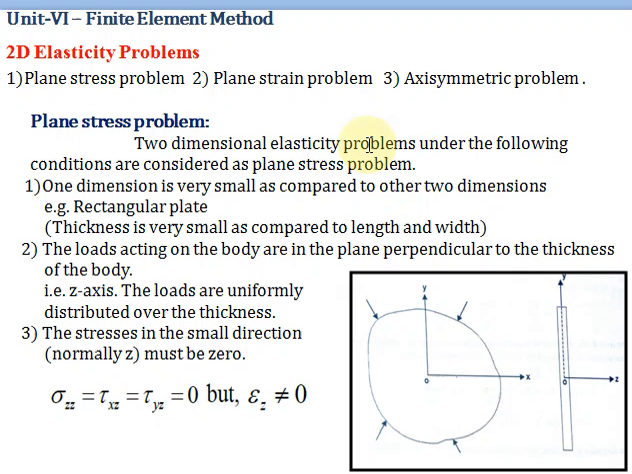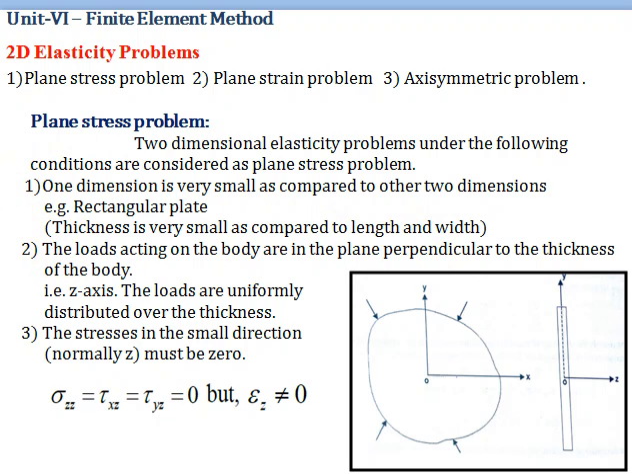A two-dimensional elasticity problem under the following conditions is considered a plane stress problem. So what are the conditions? One dimension is very small as compared to the other two dimensions. For example, if you take a rectangular plate, here two dimensions, that is length and breadth, are more as compared to the thickness. So here the thickness is very small as compared to the length and the width. So this is the first condition.